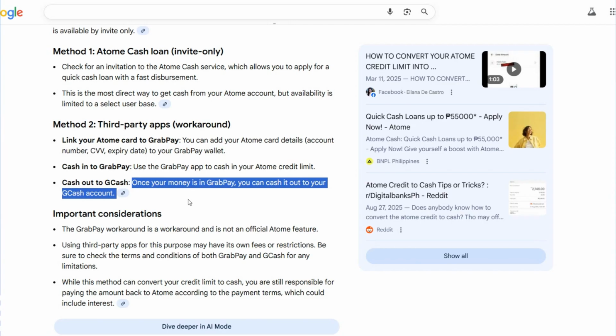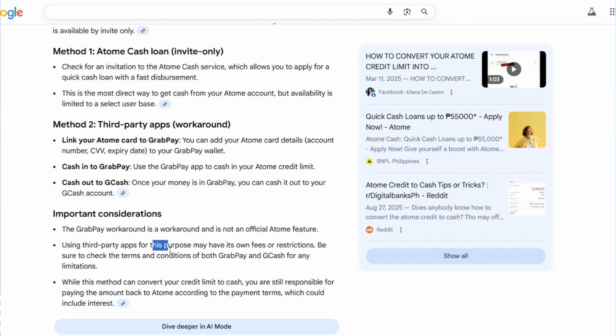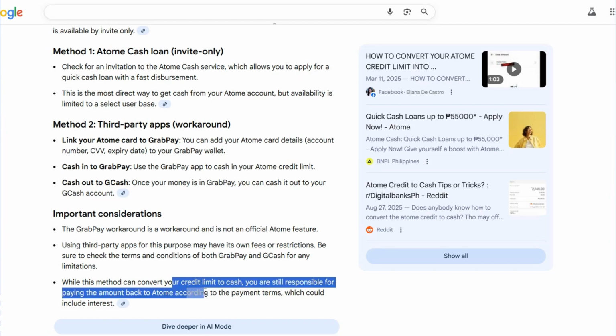Important consideration: the GrabPay workaround is not an official Atome feature, as it uses third-party apps. This process may have its own fees or restrictions, so be sure to check the terms and conditions on both GrabPay and GCash for any limitations. While these methods can convert your credit limit to cash, you are still responsible for paying the amount back to Atome according to the payment terms.